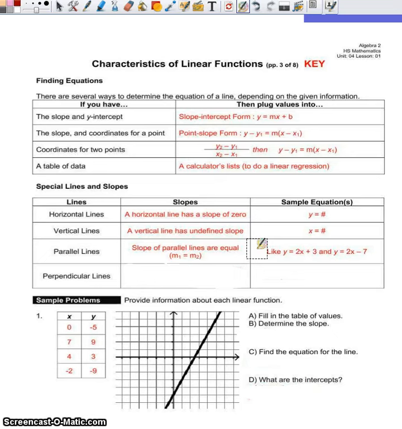What about perpendicular? Well, slopes of perpendicular lines are going to have the opposite reciprocal, or the negative reciprocal. So for instance, if one line is y equals 2x plus 3, the other one would look like y equals -1/2x minus 7. Remember, the emphasis is not on the 7 and 3, it's on the 2 and then the -1/2. So now we have some sample problems.